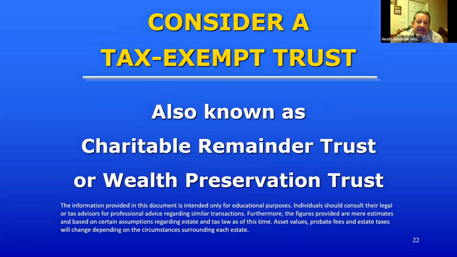So what are we going to talk about today? We're going to talk about something that I call a tax-exempt trust. Section 664 of the code, been around since 1969, as Bill mentioned before, commonly called charitable remainder trust or a wealth preservation trust. Okay?